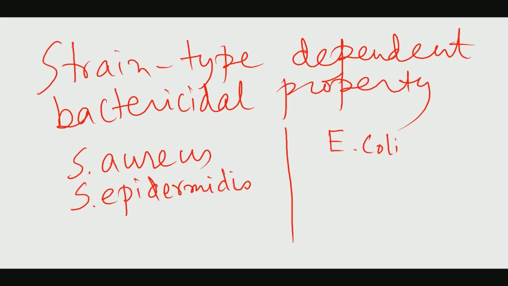Now, if you use just one type of bacteria, it is not sufficient to establish bactericidal property, but instead one has to use more cell types or more strains, like S. aureus and S. epidermidis, so that you have the bactericidal property not only against one bacterial strain but also multiple bacterial strains. Not only one bacterial type, let us say gram positive, but also gram negative as well.